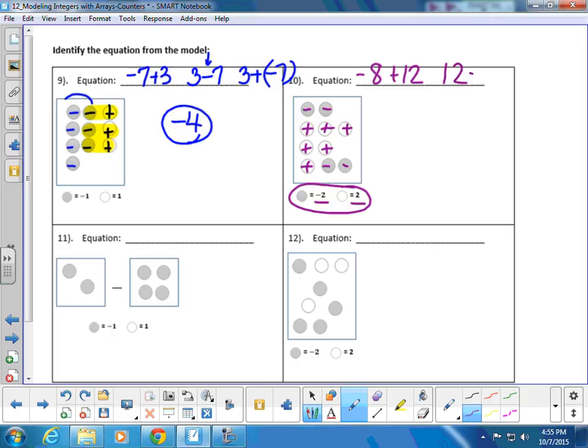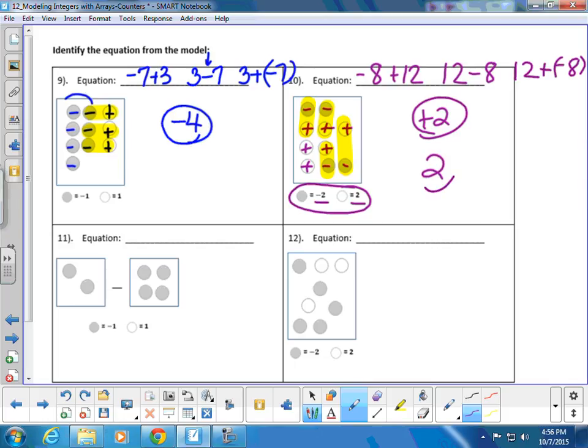Or you could write that as 12 minus 8 or 12 plus a -8. All of those would have worked. So now I just need to identify my 0 pairs to solve it. Here's 1 0 pair, 2 0 pairs, 3 0 pairs, 4 0 pairs, and I'm left with 2 positives. You could write +2, or you can just simply write it as 2, because we understand that if we just see a 2, it's always positive.